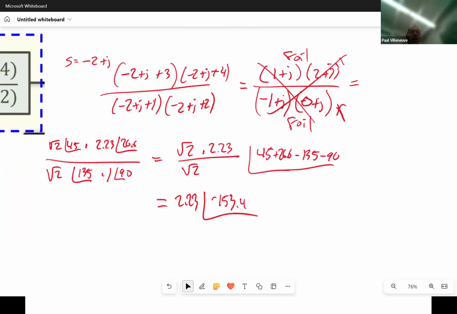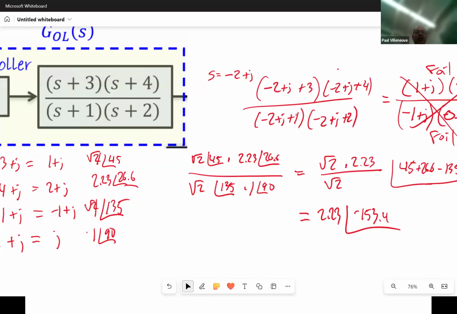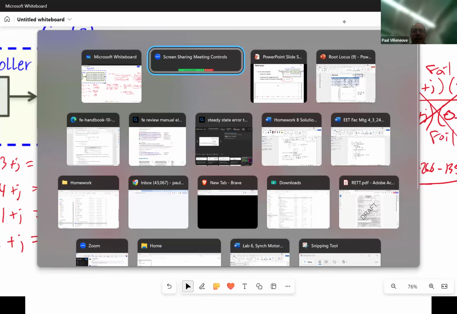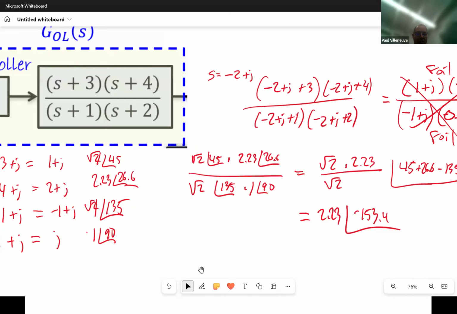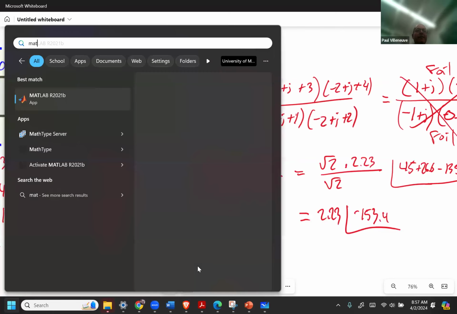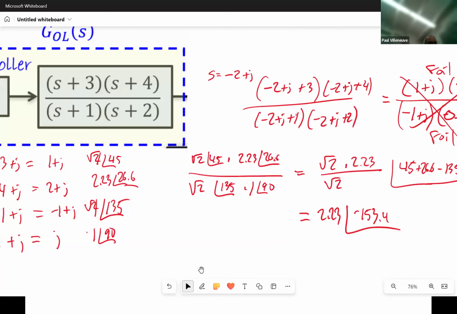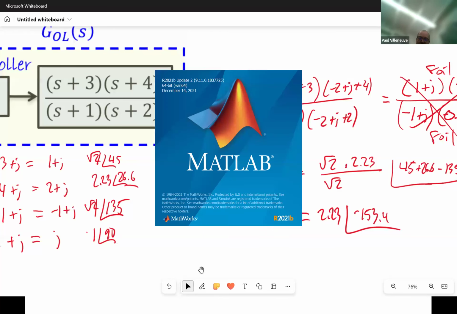But if I want to check if my work is correct, let's go to MATLAB. I might have closed it because I'm using so many resources. Every time I have MATLAB running in Zoom, this computer is over 3 years old and it just eats. It responds really slowly.